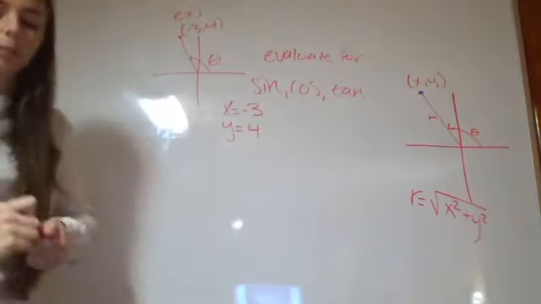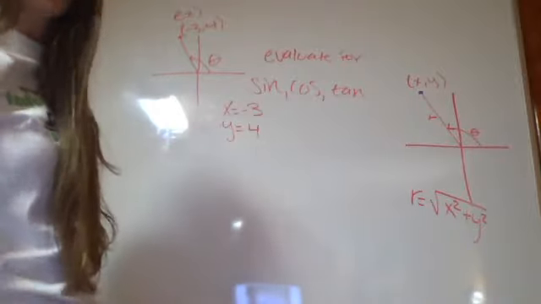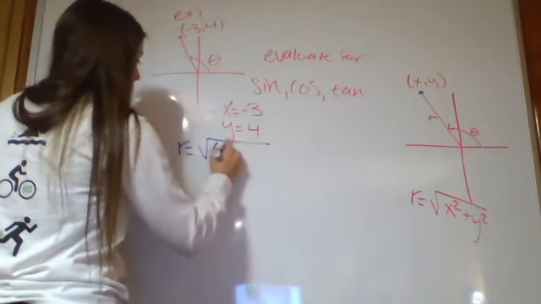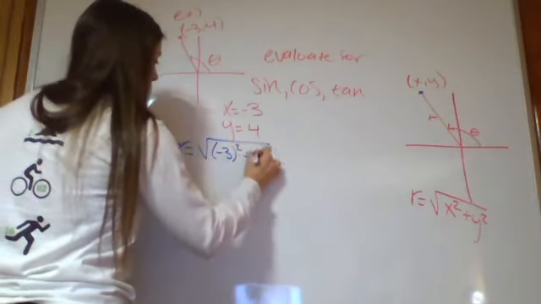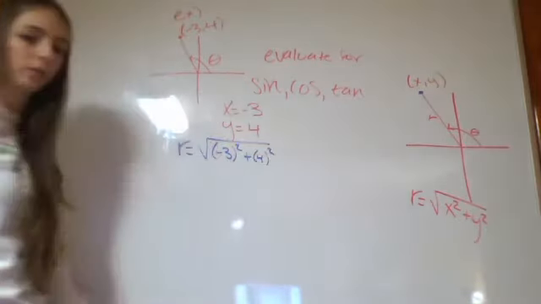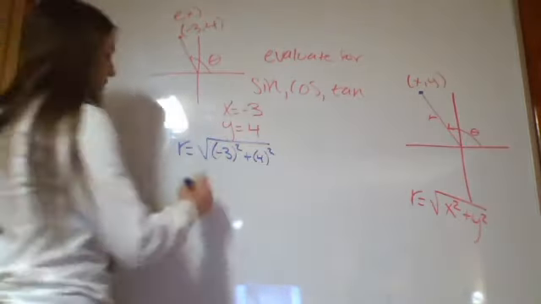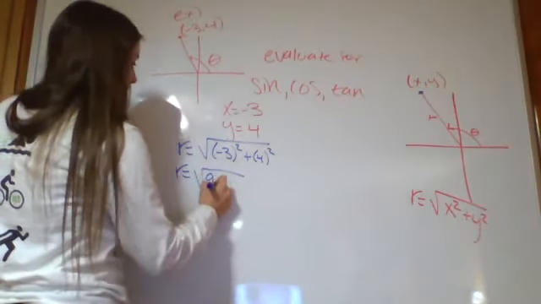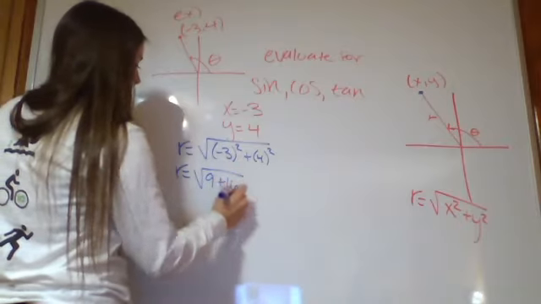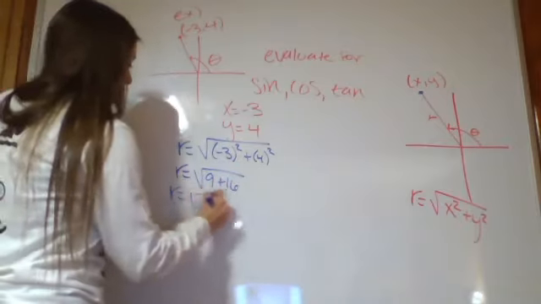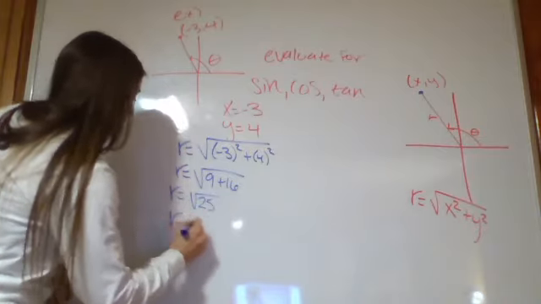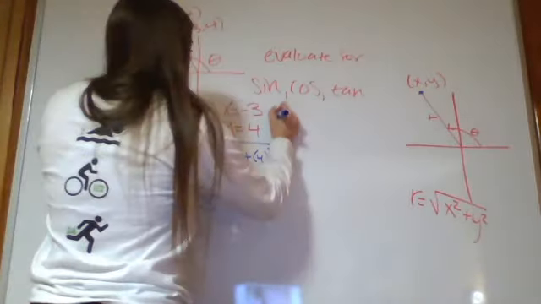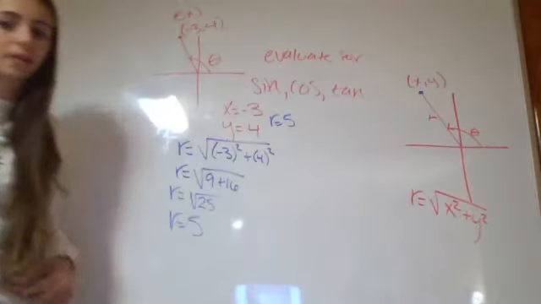So I have to find my r value in order to complete the rest of this. So r equals the square root of x squared plus y squared. So negative 3 squared plus 4 squared. So r equals the square root, negative 3 squared is 9, 4 squared is 16. So r equals the square root of 25, meaning r equals 5. X equals negative 3, y equals 4, r equals 5.